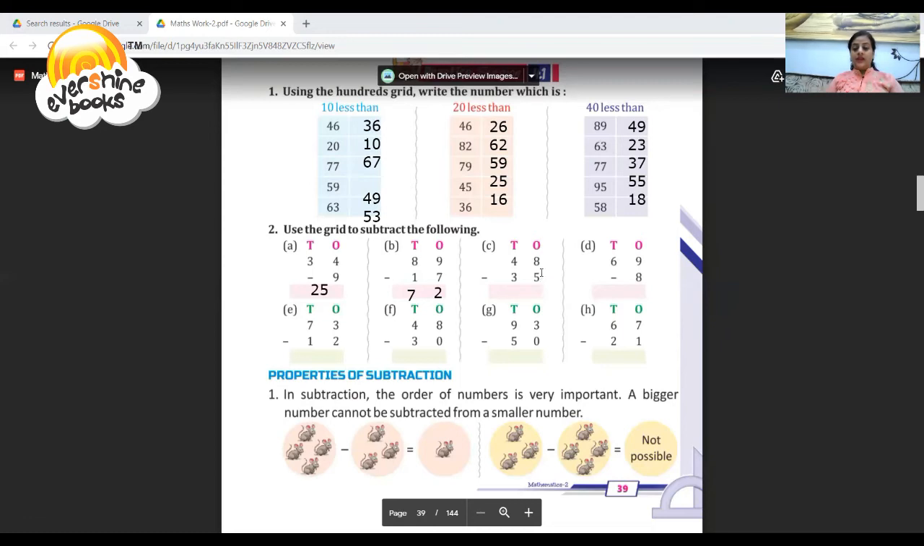Next is 4 minus 3 and 8 minus 5, meaning 40 minus 30 and 8 minus 5. 8 minus 5 is 3. And 40 minus 30 is 10, or we just say 1 only. Here 9 minus 8 is 1 and 6 as it is because there is no number to be subtracted. The answer will be 61. 3 minus 2 is 1 and 7 minus 1 is 6. So the answer will be 61 again.